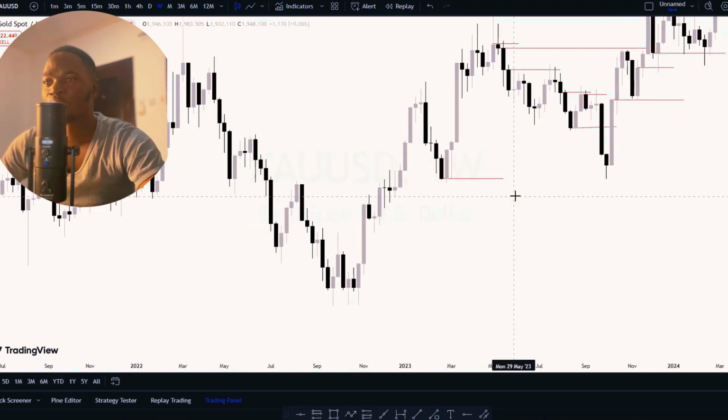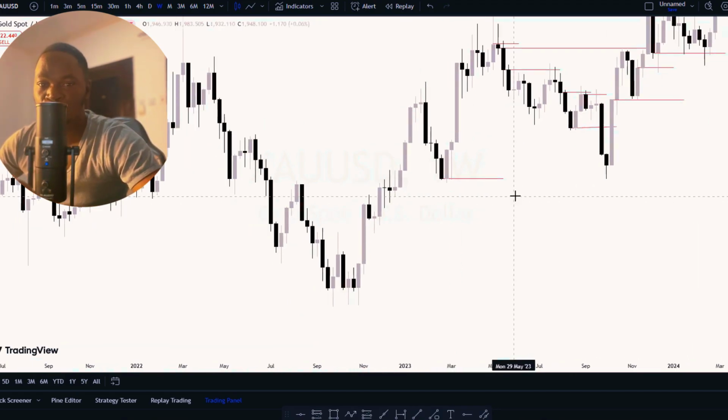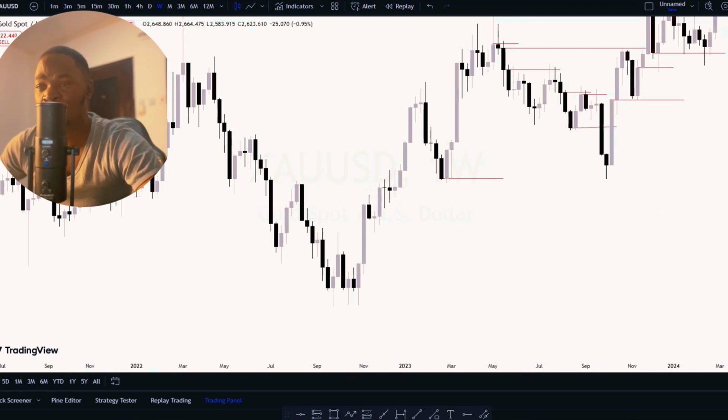Now, another thing you need to know is that a rejection is a sign of reversal, right? But it's not entirely something that you use to say that the market has reversed. A rejection is the first step in identifying a reversal.